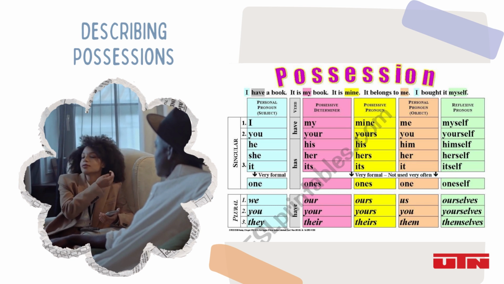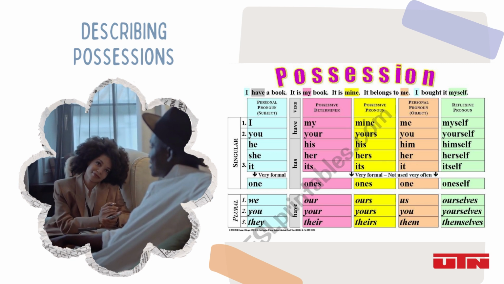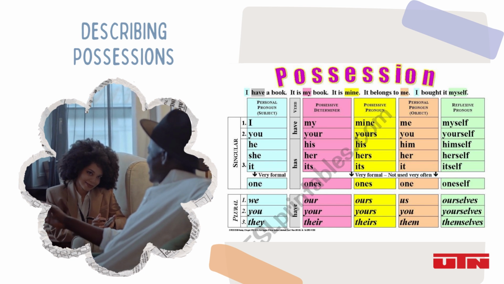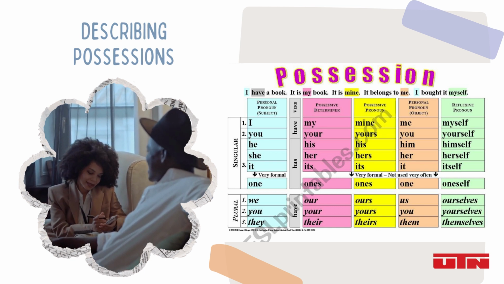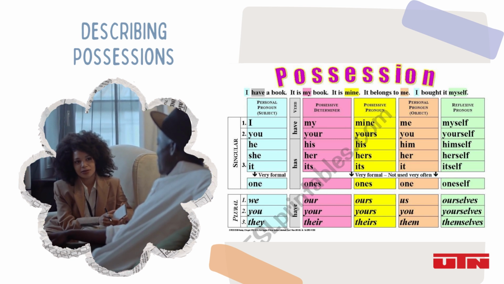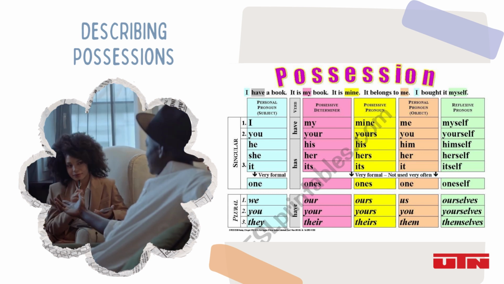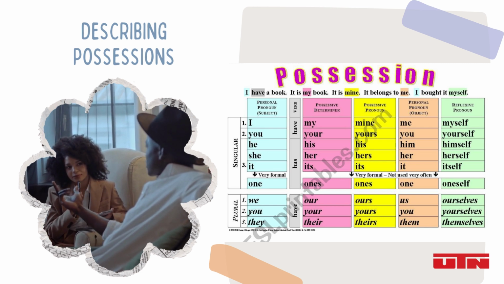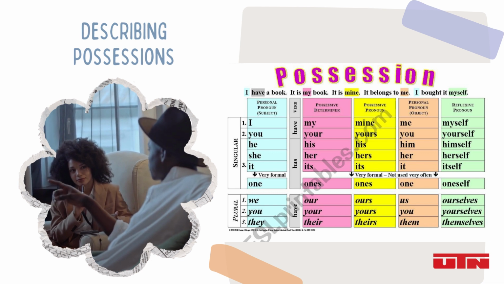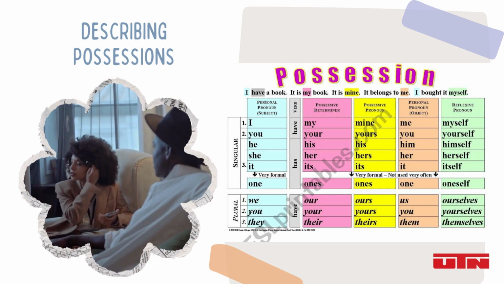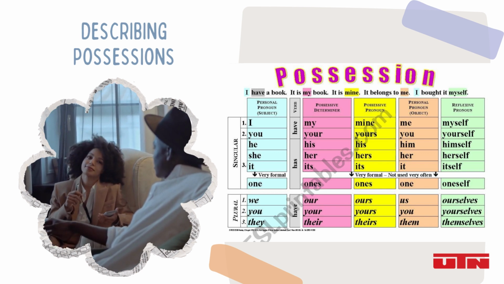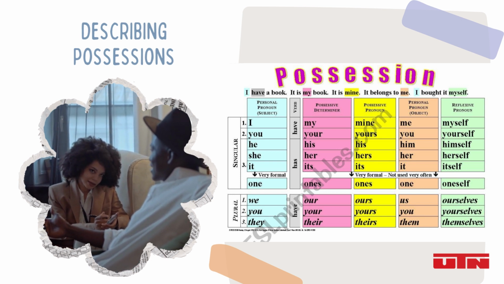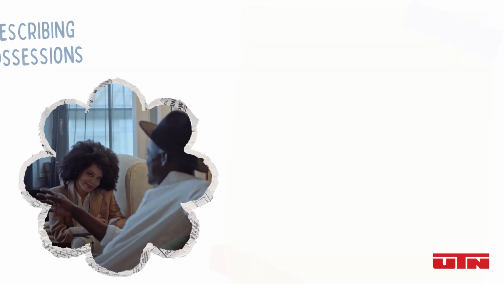One, possessive determiner one's, possessive pronoun one's, personal pronoun one, and reflexive pronoun oneself. The plural: we, possessive determiner our, possessive pronoun ours, personal pronoun object us, reflexive pronoun ourselves. You, possessive determiner your, possessive pronoun yours, personal pronoun object you, reflexive pronoun yourselves. They, possessive determiner their, possessive pronoun theirs, personal pronoun object them, reflexive pronoun themselves.